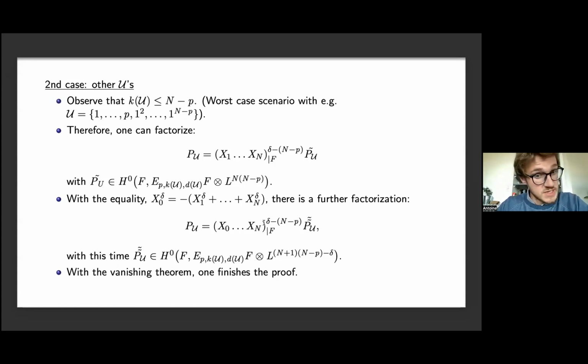Okay, so this is it for the first application of the geometric generalized Wronskian to hyperbolicity. And now I will discuss two applications to foliation theory.